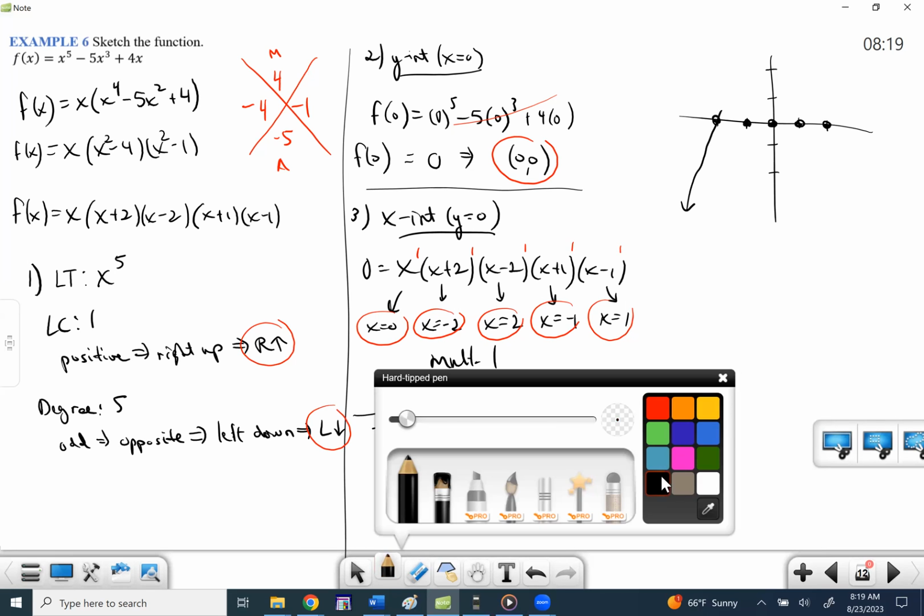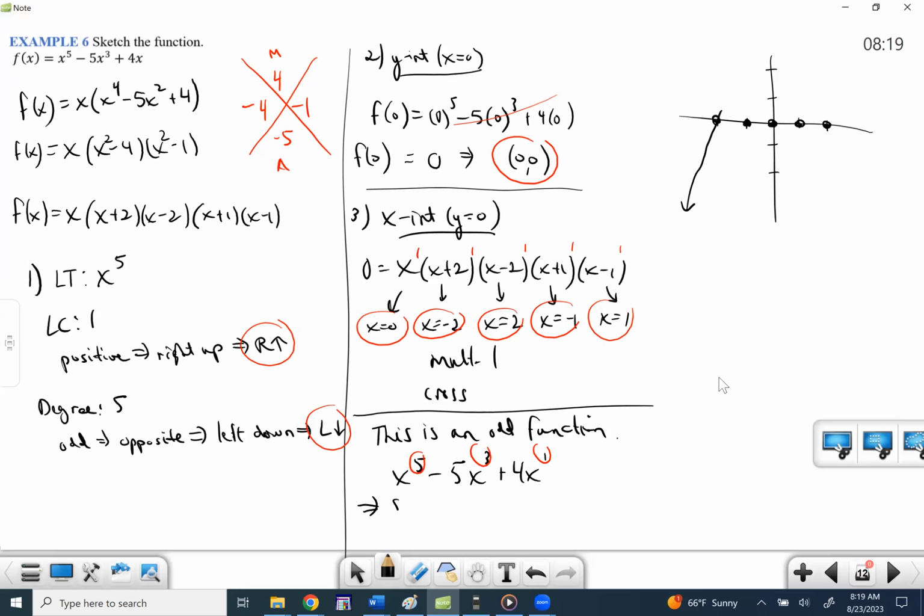So why is that important? That implies that this is going to be symmetric to the origin. As I'm graphing this, I know it needs to look the same right side up as upside down. So however high I go here, and however high I go here, and I don't know how high to go, you guys, to be honest, I need to keep those heights the same.